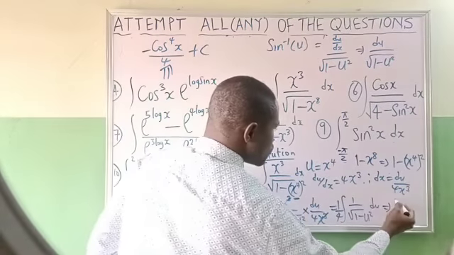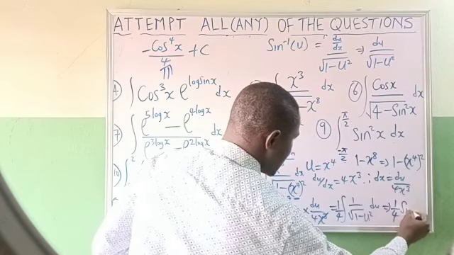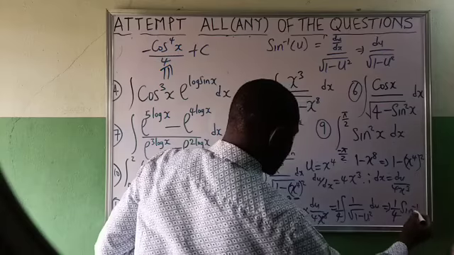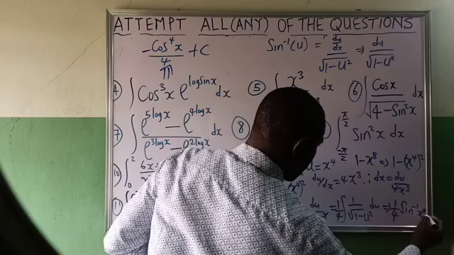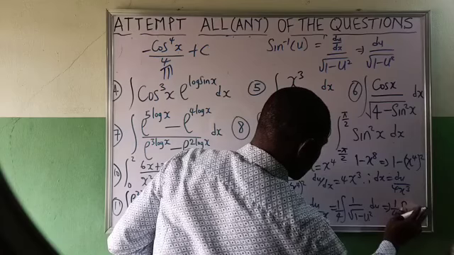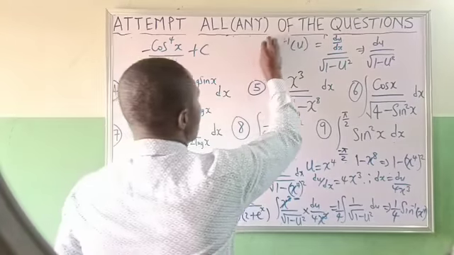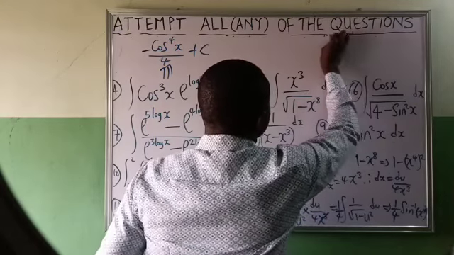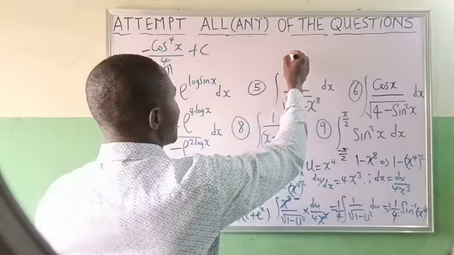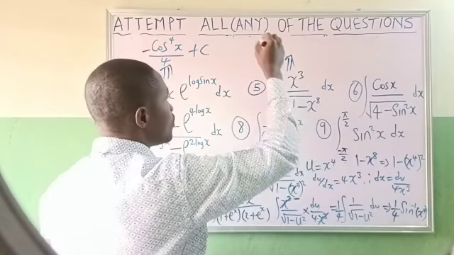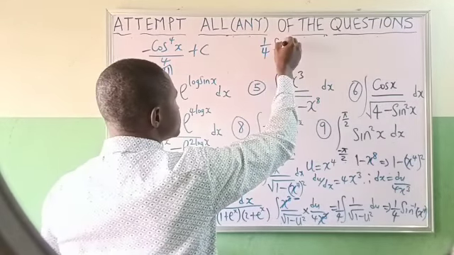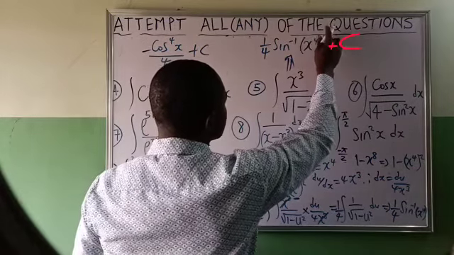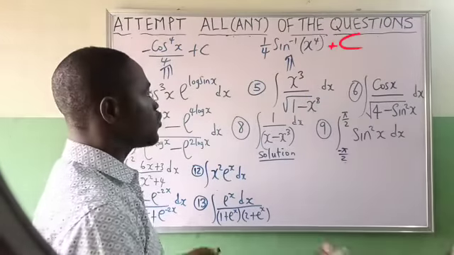Now we say that is 1 over 4 sine inverse of u. And what is our u? Our u is x raised to power of 4. Write out our answer here. We said that this means 1 over 4 sine inverse of x raised to power of 4. We'll go now to solve question number 6.